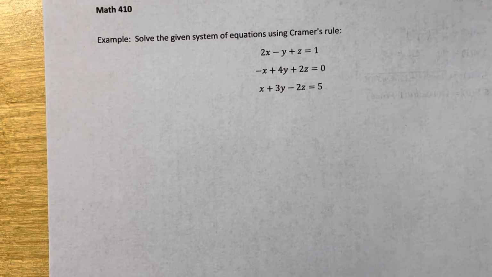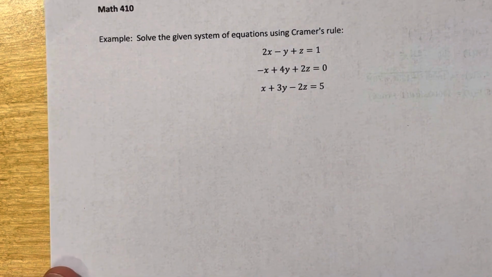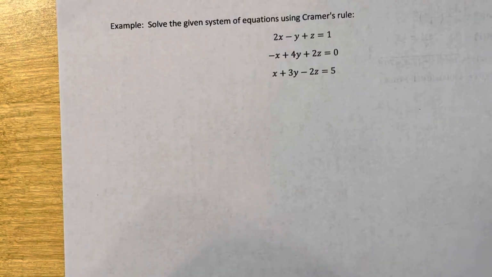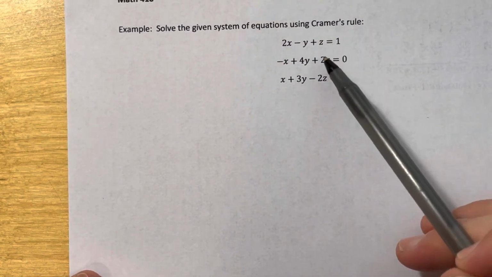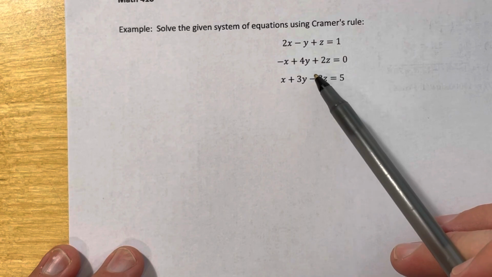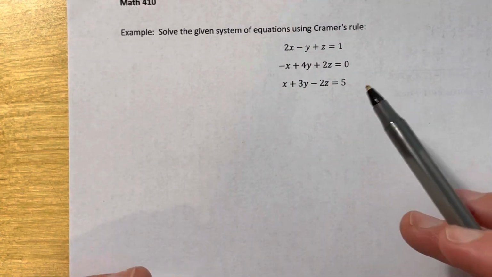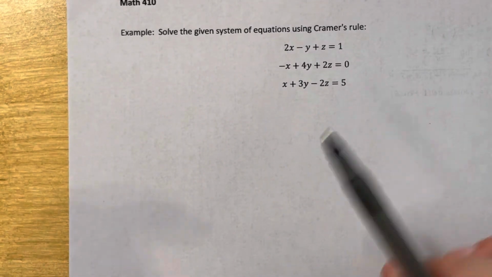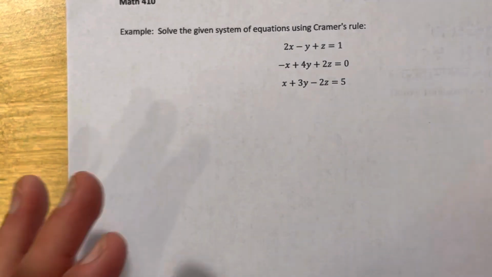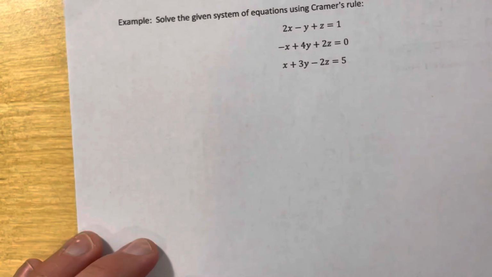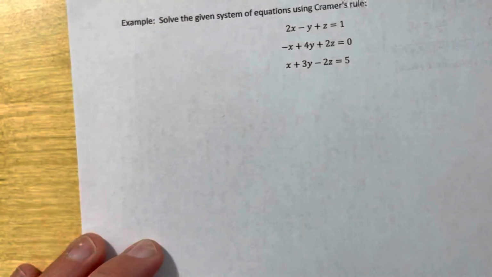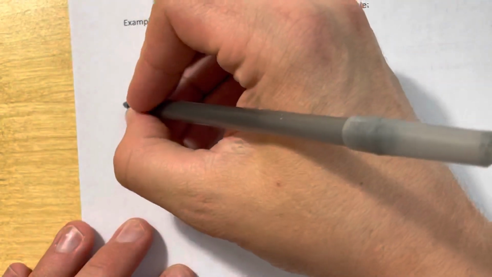What I want to do now is find the solution to this system right here. This is a 3x3 system, 3 equations, 3 unknowns, and I want to solve it using Cramer's rule. We can obviously use a different technique. We've talked about Gauss-Jordan and all that, but we want to practice Cramer's rule. So in order to do that, I need to identify my coefficient matrix and find its determinant.